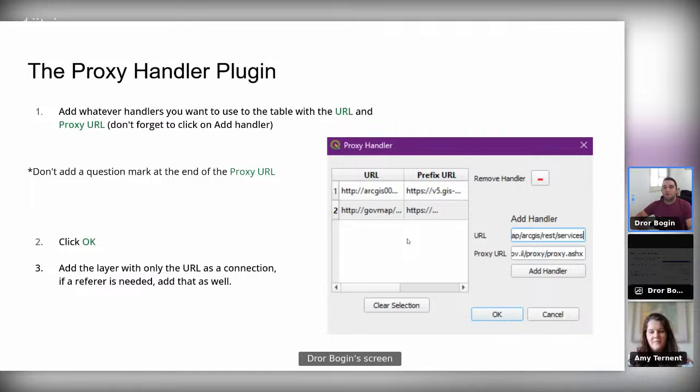And once you open it, you could add whatever handlers you want to use the tab. So again, let's assume we have the proxy address and assume we have the internal address we want to use for access.